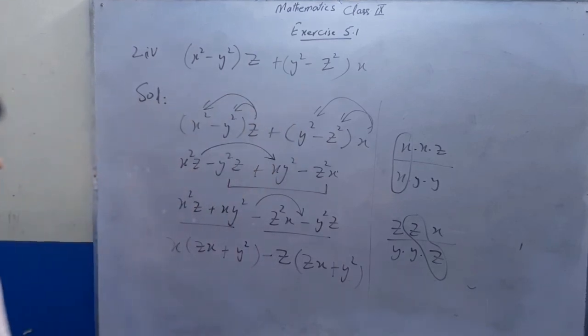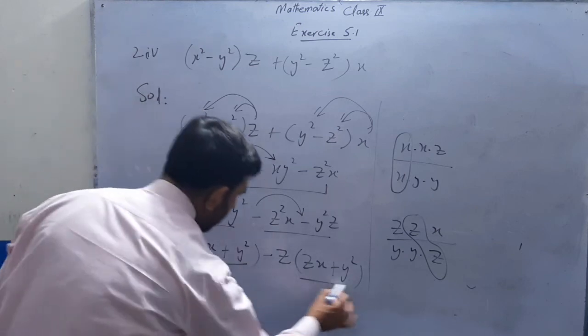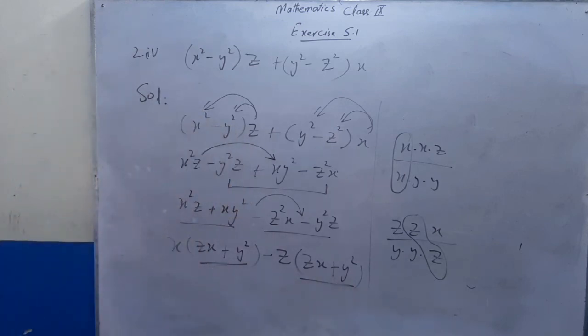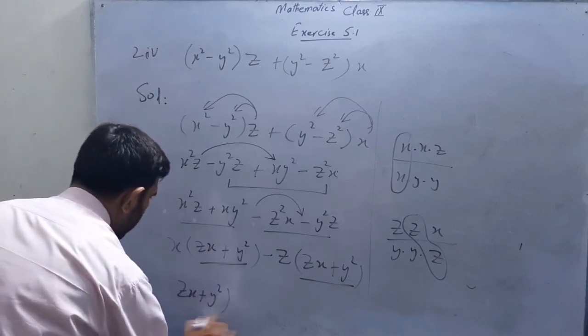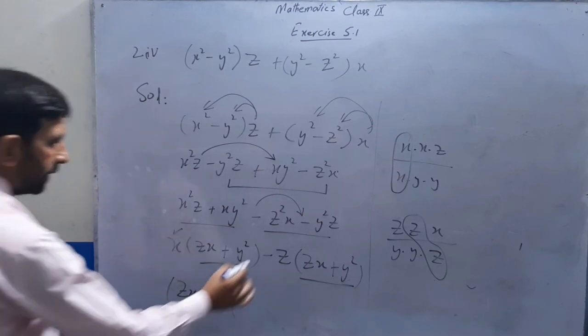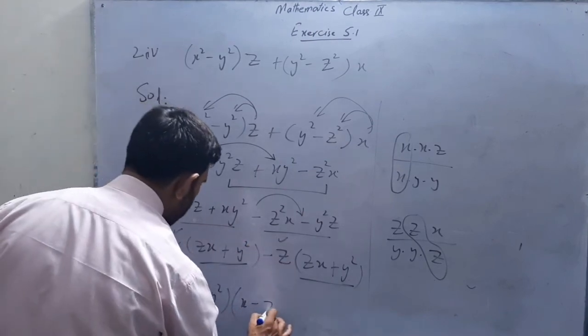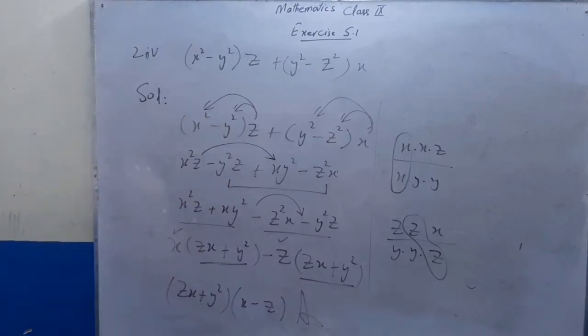Now it's just like part 5, question number 1. So zx plus y square will be taken as common. This whole bracket is common, so right here zx plus y square as the common number. And what's left over here? X is left, and here z is left. So x minus z is left. This is the required answer, and it is the factorized form of the given question.